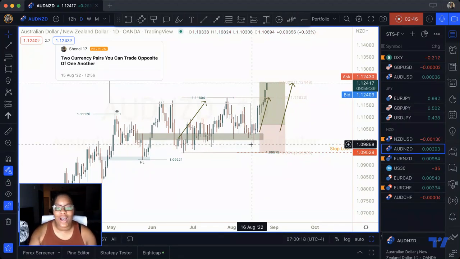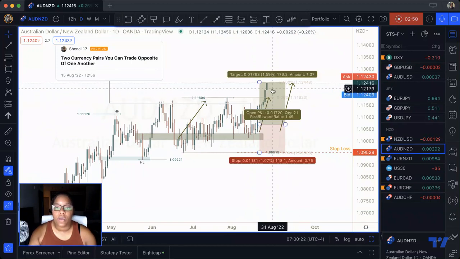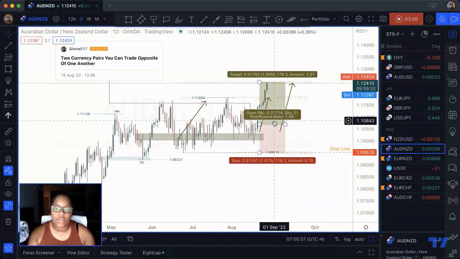Okay. So I entered the trade again, and my take profit was up here to 1.12448 here, and it was a 1.49 risk to reward. My risk to reward was a lot better from the original entry, but when you re-enter, these things happen. Your risk to reward is going to change. So I risk 118 pips to gain 176 pips.